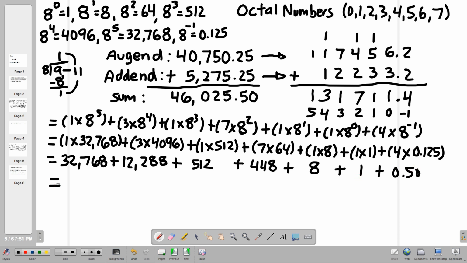Now let's add the final computation. So we have 32,768 plus 12,288 plus 512 plus 448 plus 8 plus 1 plus 0.5. And it indeed comes out to be 46,025.50. And this is what we wanted to show.